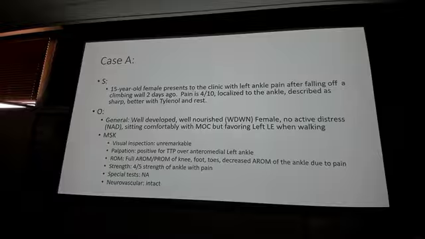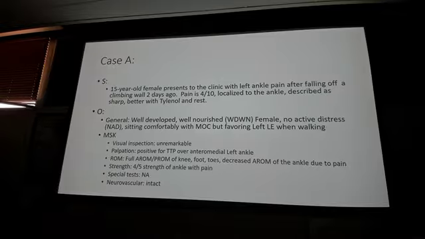Her strength is 4 out of 5 in her ankle with pain. We didn't do any special tests, that's not applicable. She's neurovascularly intact. That means we checked her capillary refill, we checked her pulses, that's all intact. Checked her sensation. Now I can't fit all of this on an exam question, but I can put the pertinent physical exam findings along with the history in a vignette.